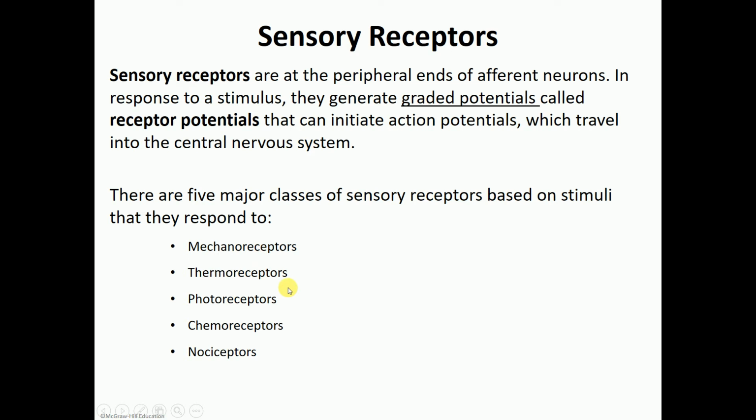Thermoreceptors, well, as the name indicates, these pick up changes in temperature. Photoreceptors, these are only found in the eye because they pick up light. Chemoreceptors pick up changes in chemistry, so those are found, for example, in the taste buds. They are also found in the nasal cavity. Nociceptors, these receptors pick up pain.